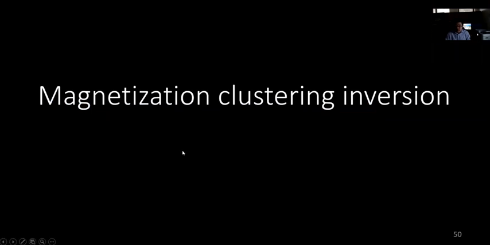What we do is that we combine the clustering with two types of data. So the next inversion algorithm I want to briefly talk about is the magnetization class inversion. In this case, we are using class inversion to solve the magnetic remanence problem.